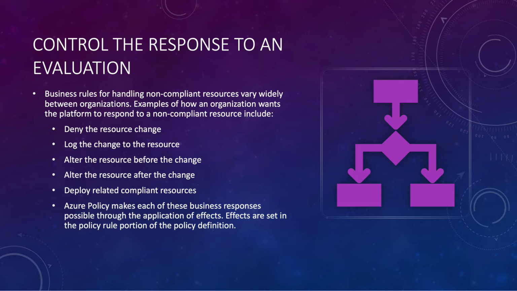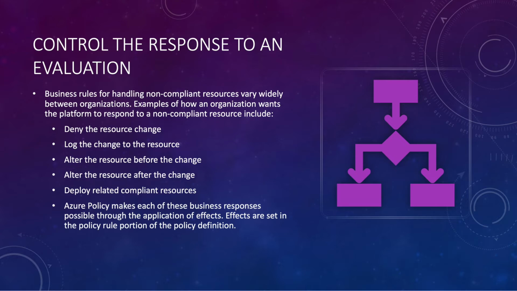So business rules for handling non-compliant resources can vary widely, and this is something you and your organization are really going to want to sit down and figure out: how do you want to handle someone spinning up a non-compliant resource? So you can deny that change and roll everything back. You can log the change to the resource and then go figure out what happened, right? And then figure out what you need to go back to. Alter the resource before the change or alter the resource after the change. You can actually make it so that we'll bring it into compliance before or after the process happens. Or you can deploy related compliant resources along the way. You can actually force that compliance and make sure that it will rejigger everything so it's compliant.